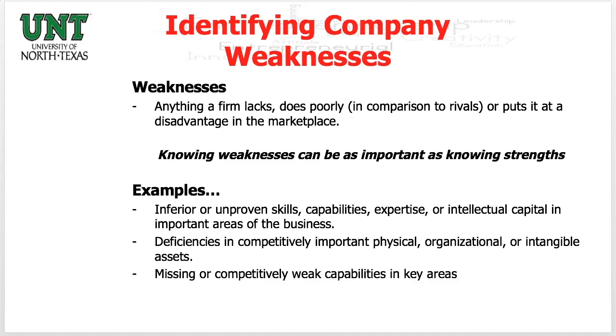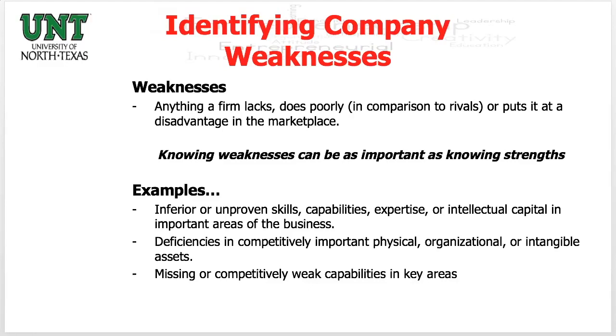Okay, so here are some examples of weaknesses, right? An inferior or unproven skill. It could be intangible stuff, could be tangible stuff like expertise or something that's written down. Intellectual capital or knowledge, stuff like that would be intangible. Or any kind of deficiencies a company might have, or something that's missing or competitively weakened. Right? So when you're going through an industry, usually you can identify the stronger companies and the weaker companies. The weaker companies, very easy to find a weakness. Stronger companies, very easy to find a strength.